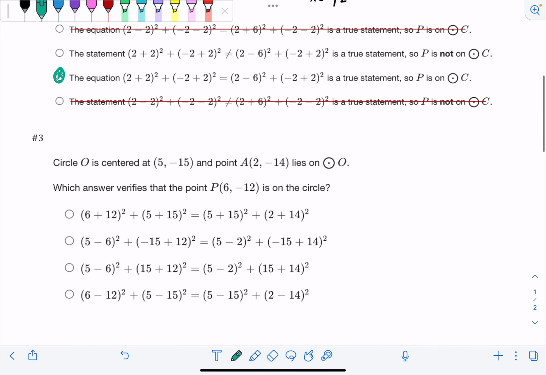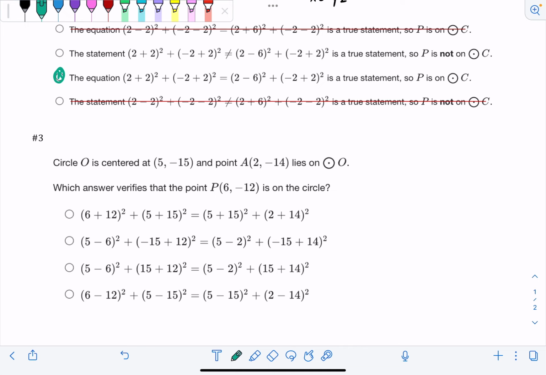Okay, so for 3, circle O is centered, and I just skipped 2. It's really similar to number 1. It just ends up being not a true statement, so both sides didn't equal each other. But number 3, circle O is centered at 5, -15, and point A, which is at 2, -14, lies on circle O. Which answer verifies that point P, which is 6, -12, is on that circle?